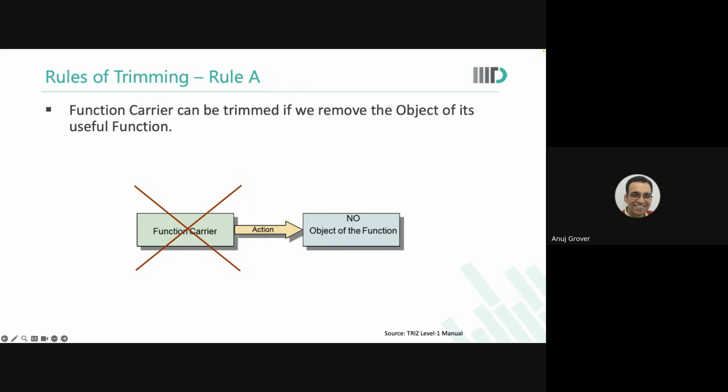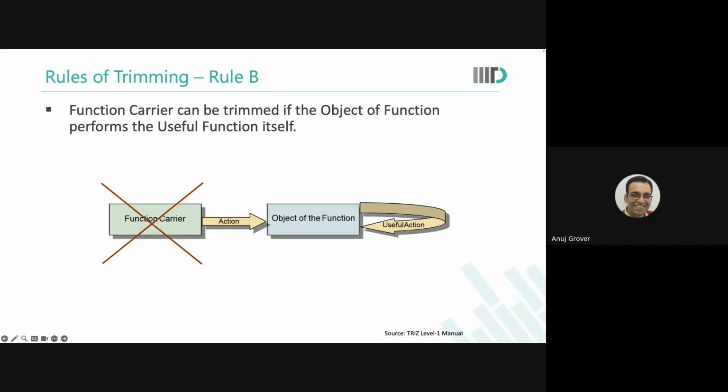Okay. Now, if you're not able to remove the object of the function, then what do you do? Let the object do its function by itself. Self-service. Somehow, अब ये समझ में नहीं आ रहा ना अभी. How can it happen? Something else was doing it. Now let the object do it.